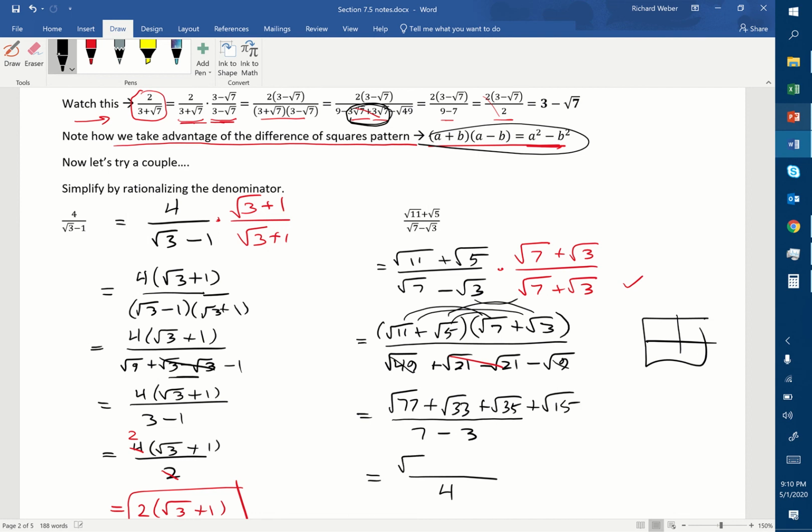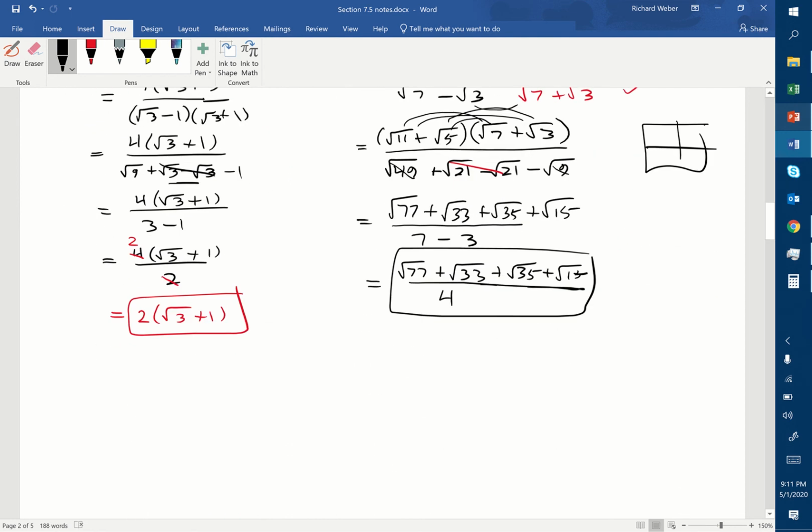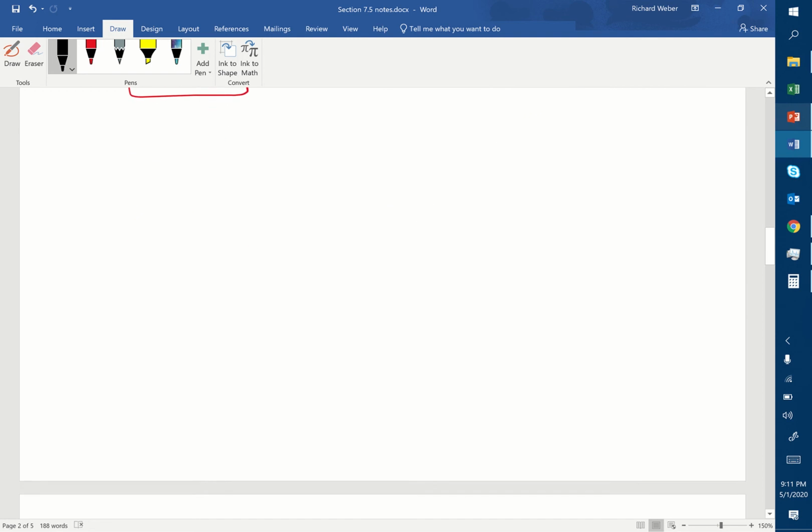And if you want, I don't like this answer, but it is what it is. My friend says that a lot. Okay, so hideous looking numerator, but we did it. They wanted us to do it. We did it. Okay, the last example, and we're really eating up the time here on this one.